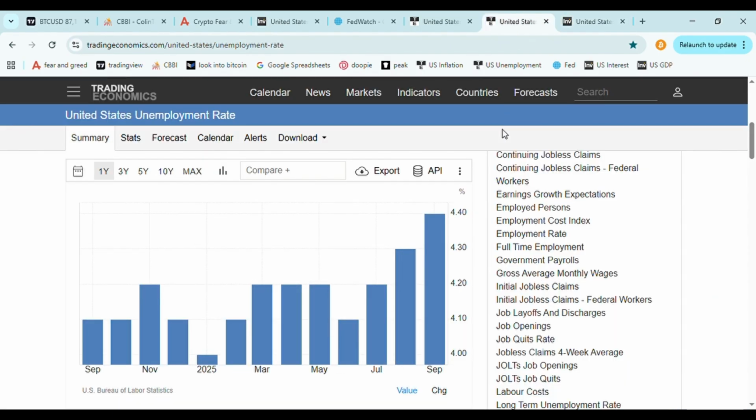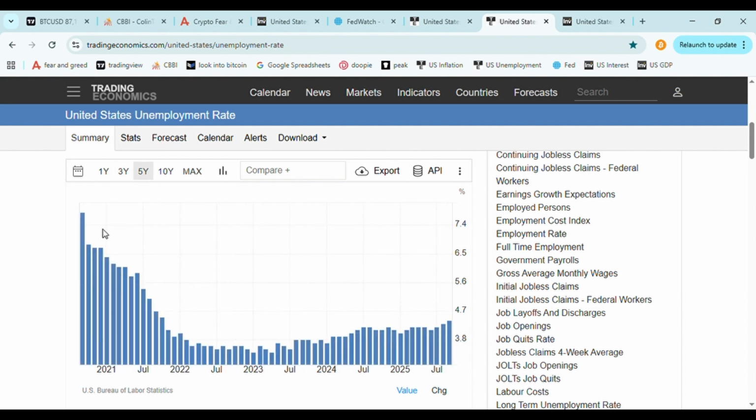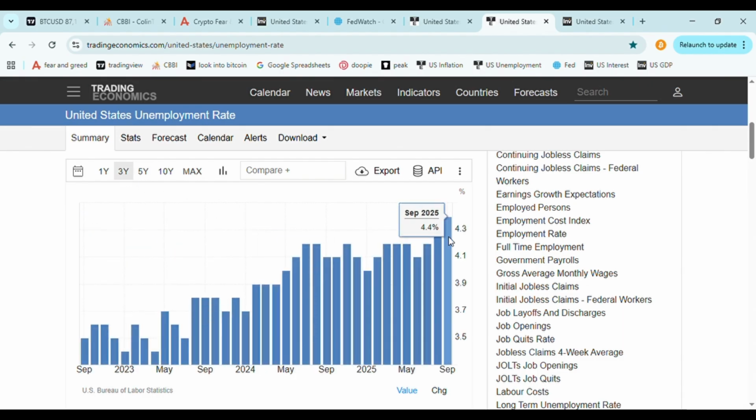Also, if you look at the unemployment rate, the last couple of months it's been rising. It keeps on rising. In September it is at 4.4% in the US, which is the highest one in a year. If you look at the last 3 years, it has been rising ever since, at the highest point in 3 years. If you look at 5 years, it's different because we had COVID, of course, and it was very high unemployment. But yeah, this trend of the last 3 years is not good, and it's worrying investors a little bit.